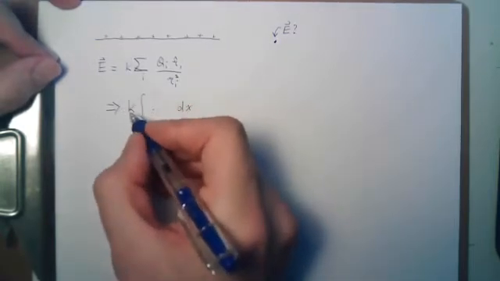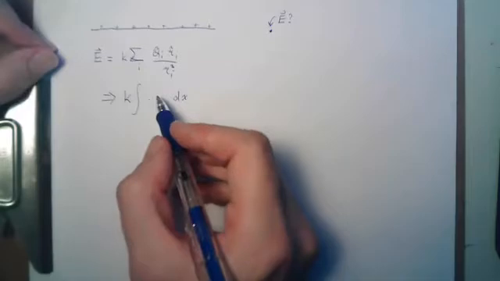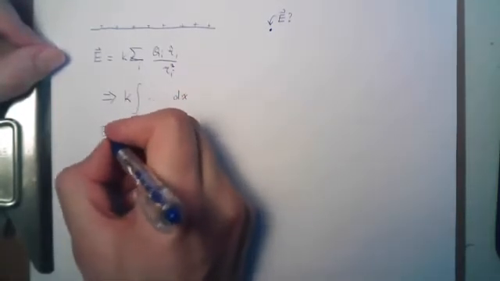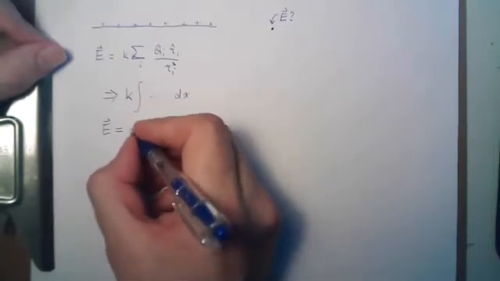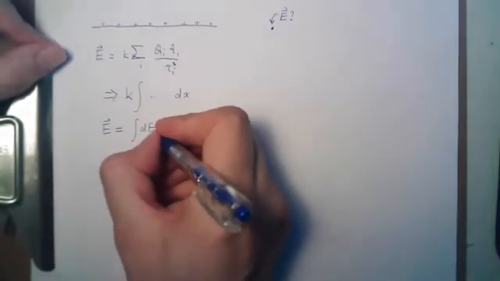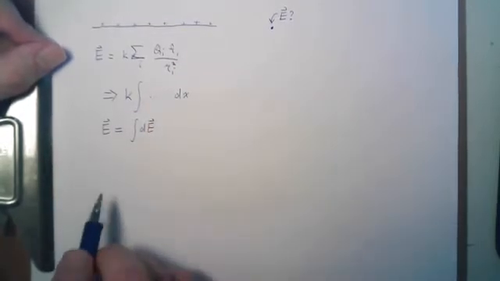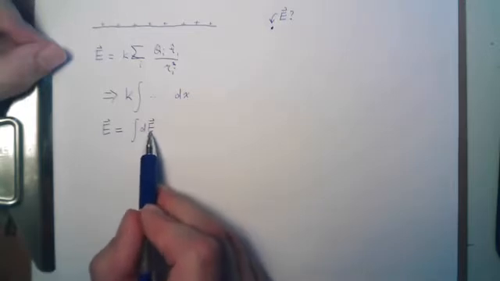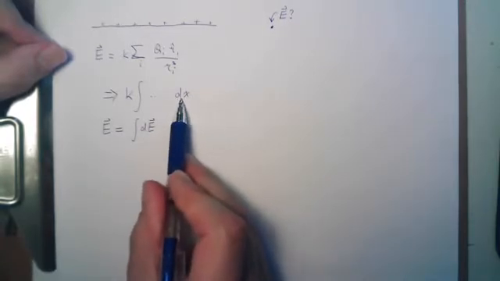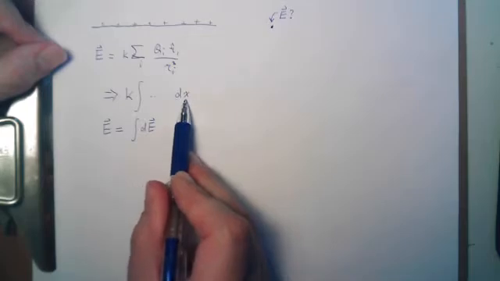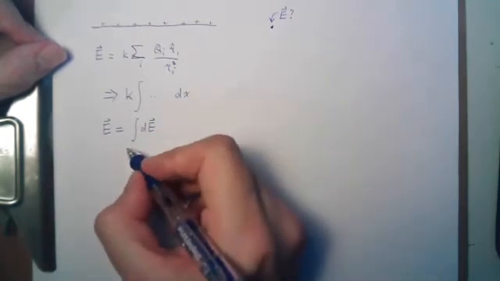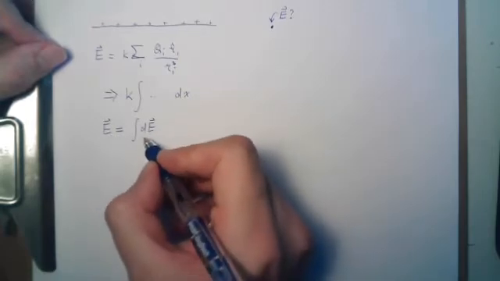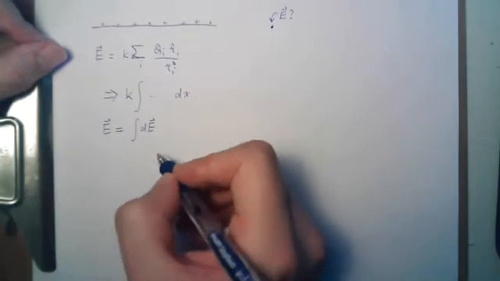So we want to know what this thing looks like. Okay. So what we can do is we can write very symbolically: E is the integral over dE, where dE is the contribution to that total electric field due to some kind of an infinitesimal line segment that is dx. So we didn't really do anything here. We just said, instead of having a sum, we have an integral. The hard part is going to be, what does dE look like?